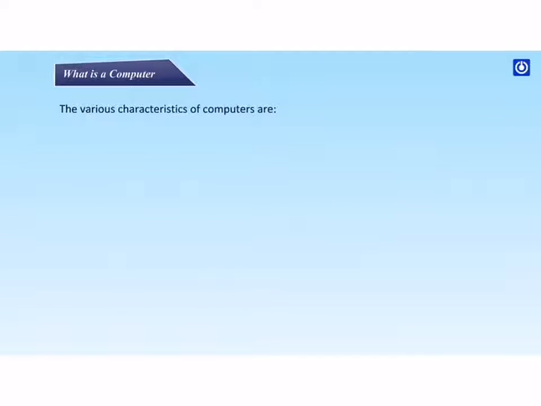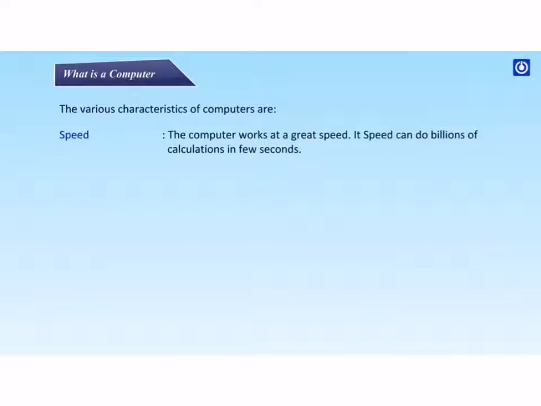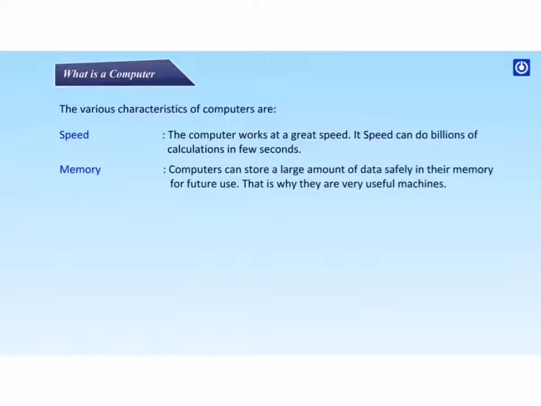The various characteristics of computers are: Speed. The computer works at a great speed. It can do billions of calculations in a few seconds. Memory. Computers can store a large amount of data safely in their memory for future use. That is why they are very useful machines. Accuracy. The computer is a very accurate machine. It does not make mistakes.